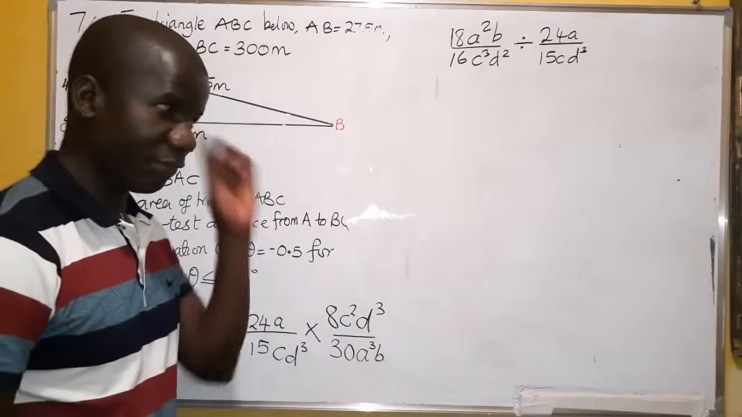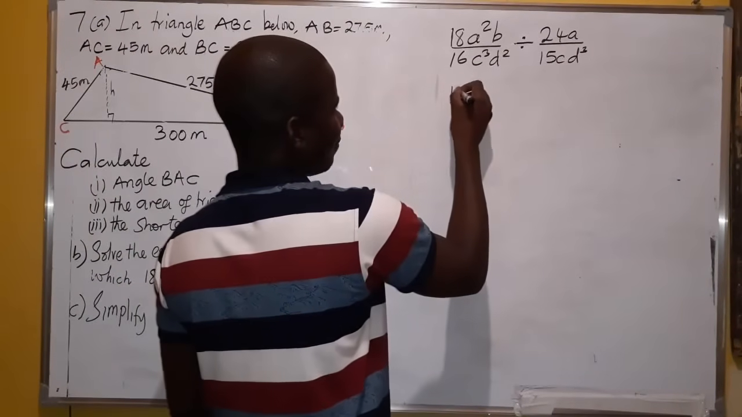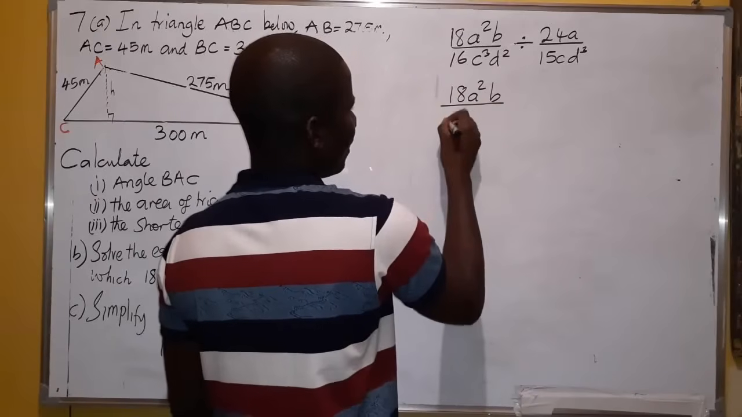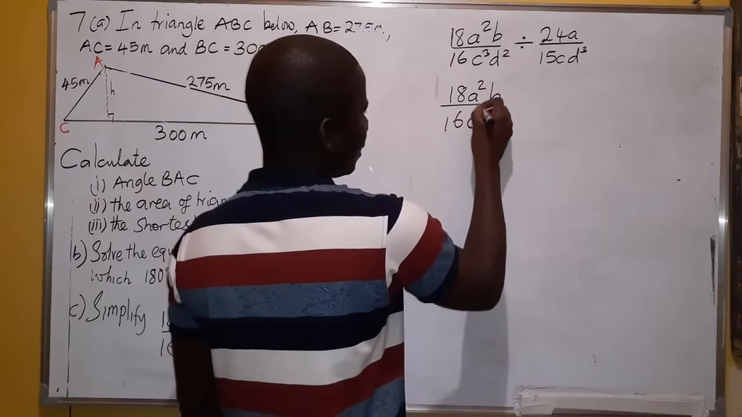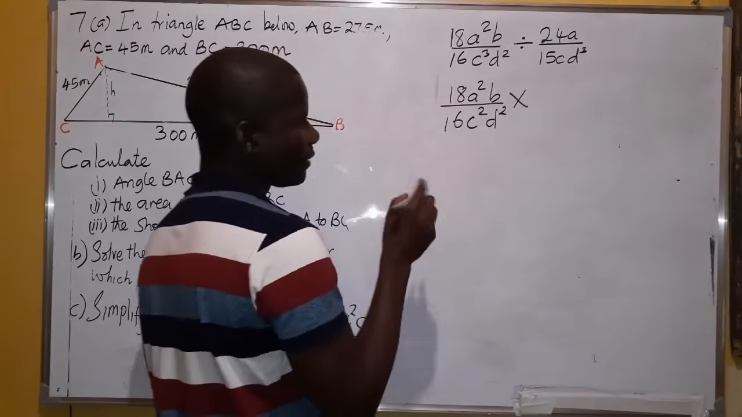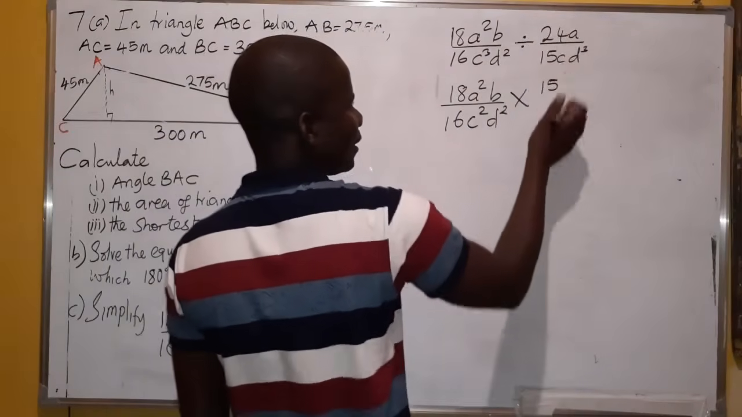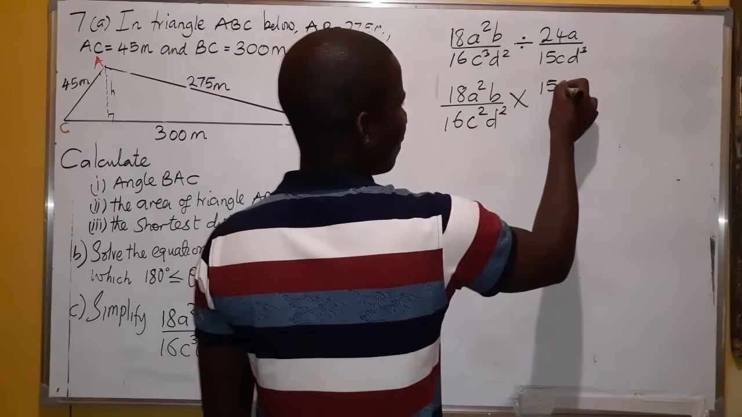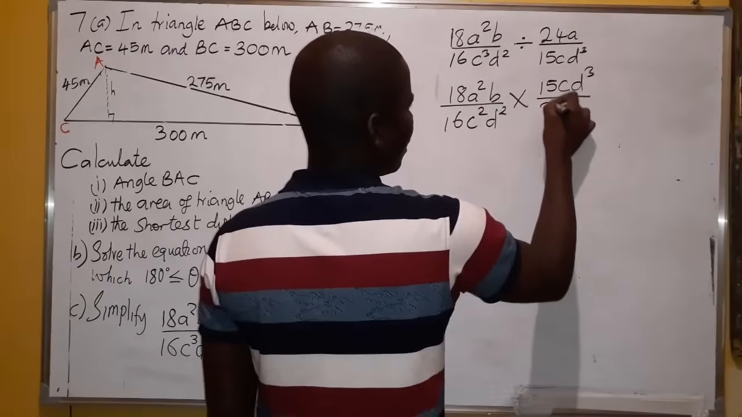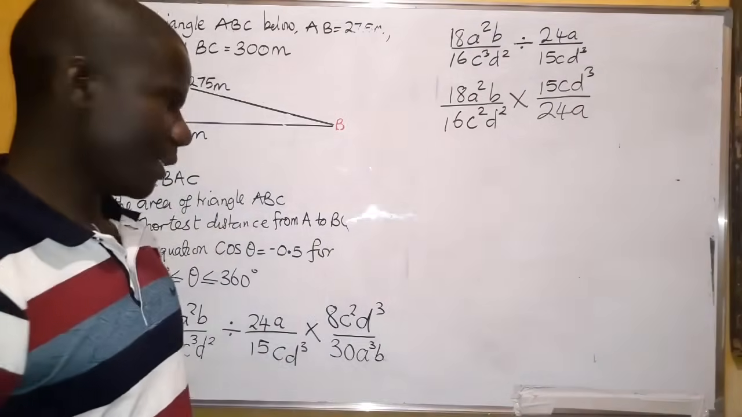We ignore the last part first of all and deal with these two. So we need to multiply. So we're going to have 18a squared b over 16 c cubed and d squared multiplied by, we change this into multiplication. Once we have done that, we have the reciprocal of this one, 15 c d to the power 3 over 24a. Please don't forget that we still have this part.